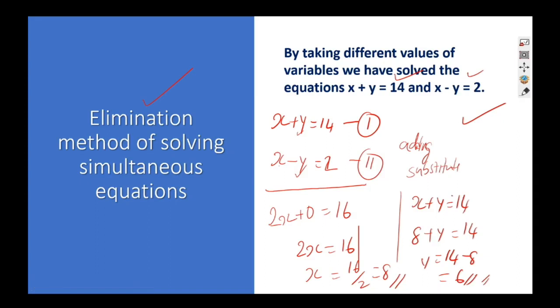So we developed a method called the elimination method, where we simply added these two equations in order to eliminate y. We eliminated y by addition. Understood? That is one technique or one method of solving simultaneous equations. Let us go ahead.